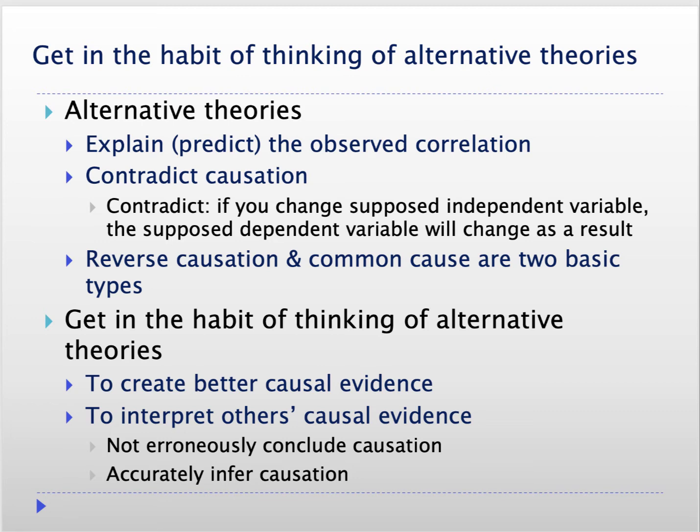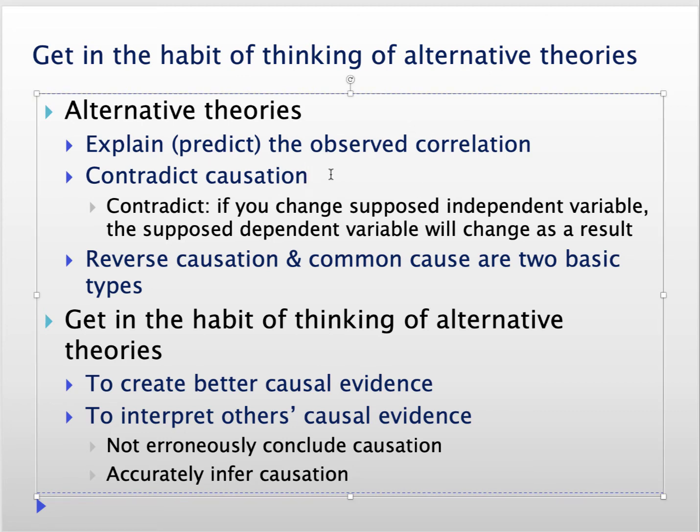And we want you to get in the habit of thinking of these alternative theories whenever you hear about two variables being correlated or associated. Every time, see if you can think of as many alternative theories as possible that explain or predict that observed correlation or association. We're not so interested in theories that contradict the evidence. We want theories that are consistent with the evidence, which is the correlation in this case.